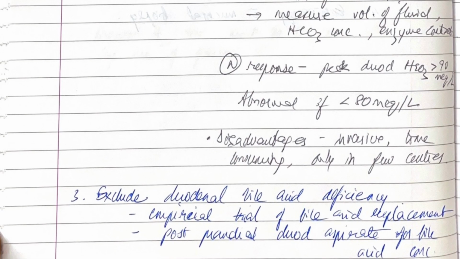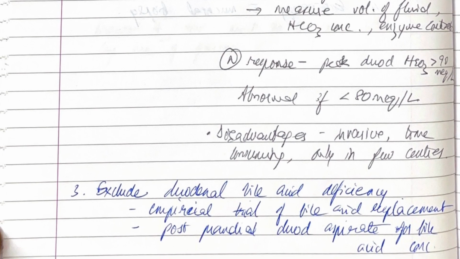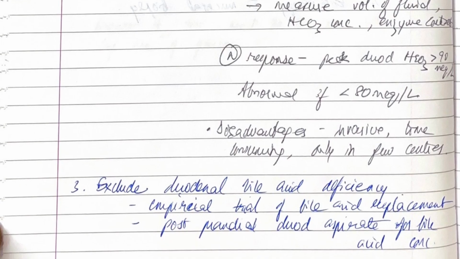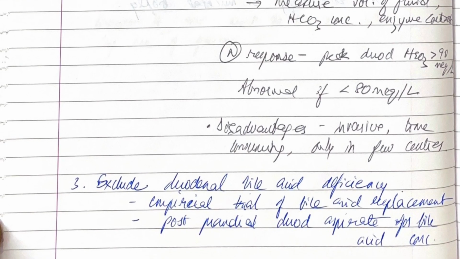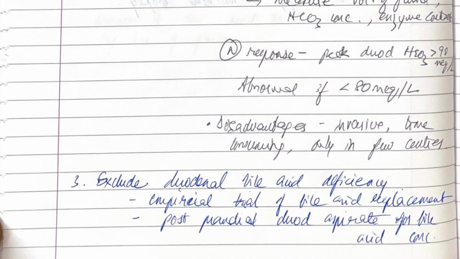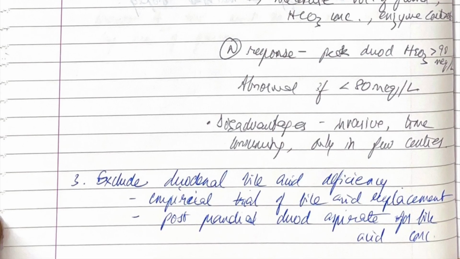Thirdly, we exclude duodenal bile acid deficiency. We can give them a trial of bile acid replacement. Postprandial duodenal aspirate can be checked for bile acid concentration.